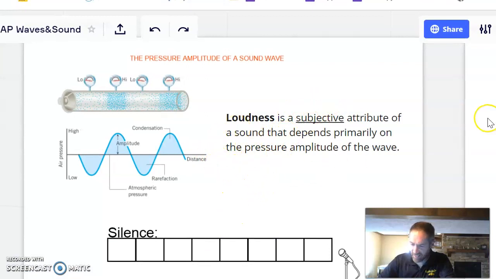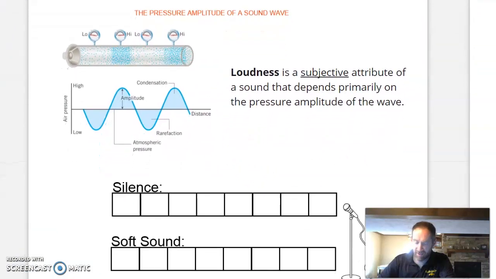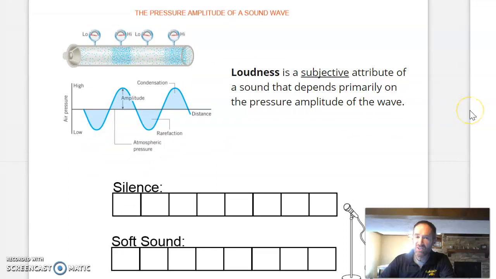So when I say sound intensity, I mean how loud a sound is going to be. But not just that, I mean how much energy is actually going to be going into your ear, and you're going to interpret that as the loudness.